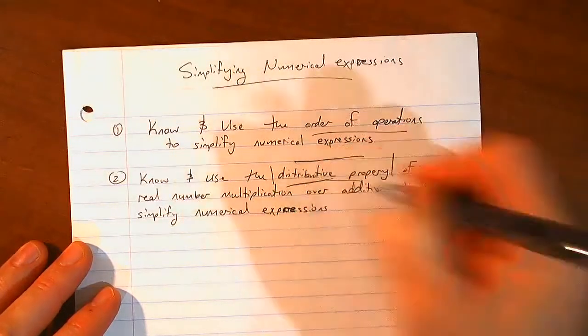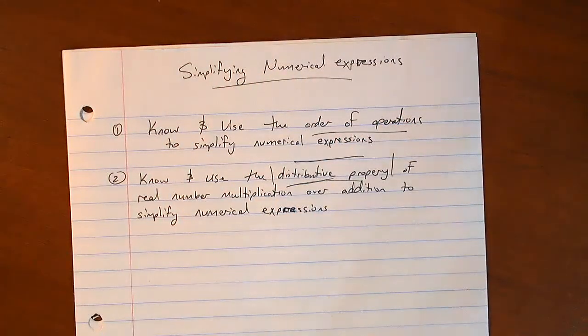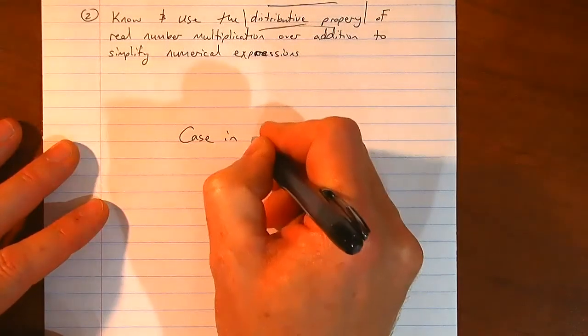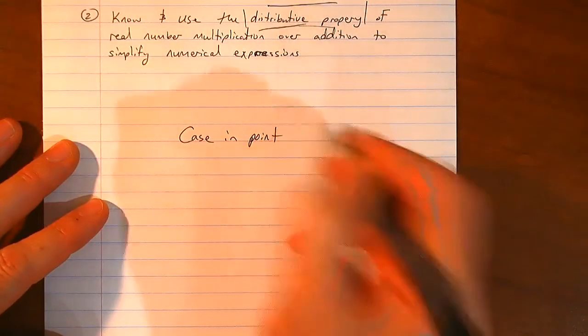When we get to that part of our notes, we'll talk briefly about why it has that great big giant name. So let's go ahead and get started. First thing I want to do is take a case in point. Why do we need an order of operations? What is the reason for that?